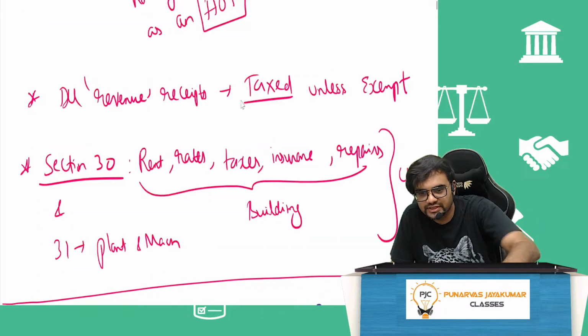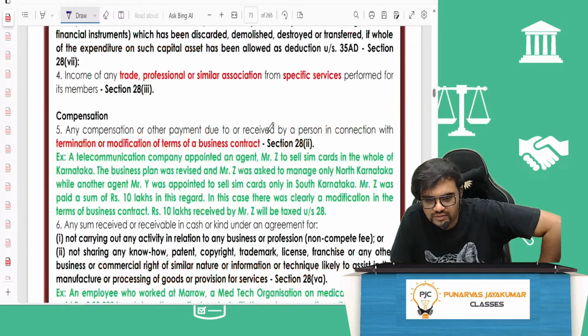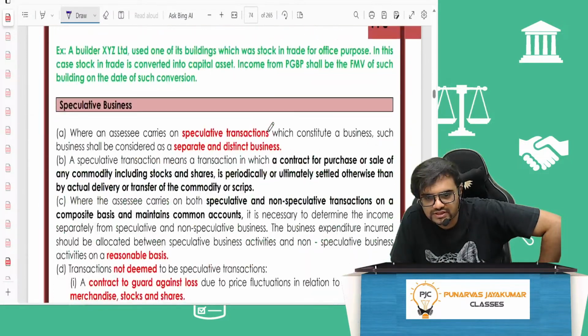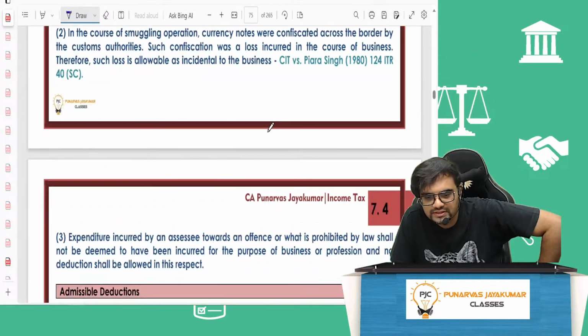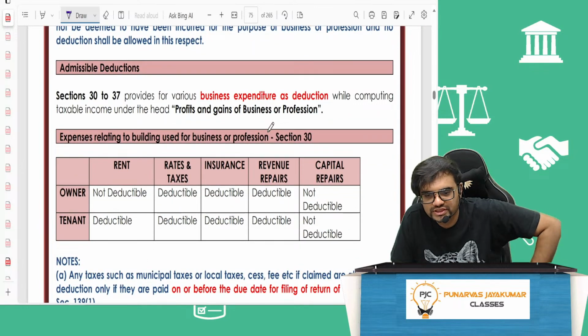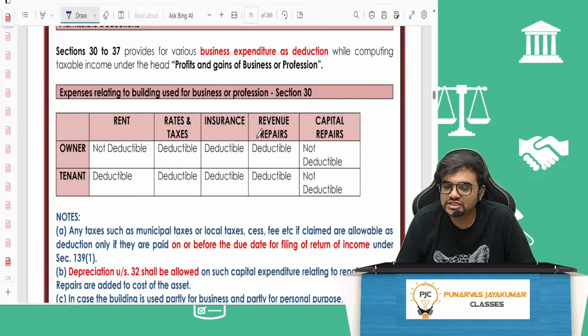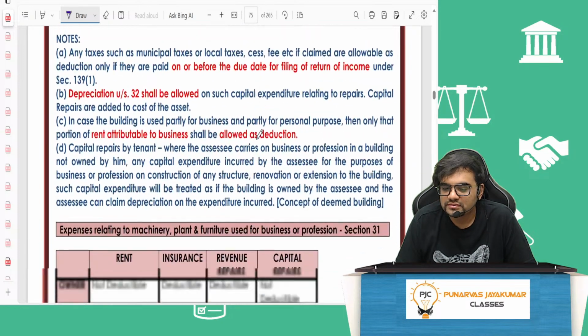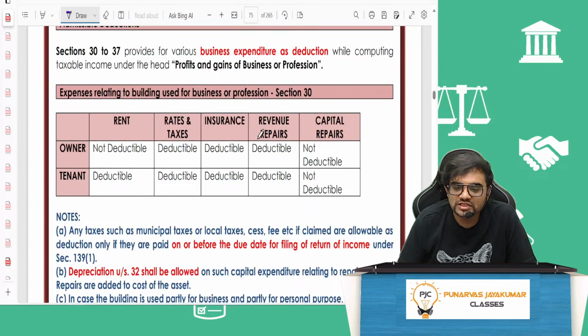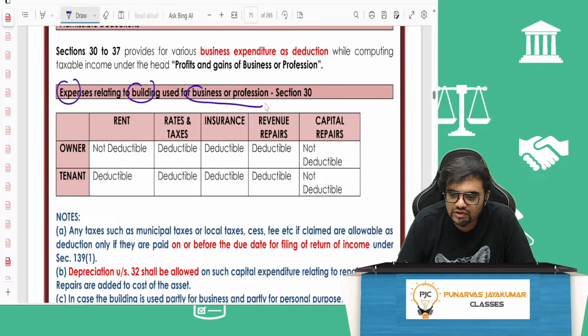Now let us read, and all this we had seen, no problem. Whatever I've already explained, all these things. Now let us see section 30 to 37. These are all called admissible deductions. In that we have section number 30. Section number 30 is what? Expenses relating to building used for business or profession.